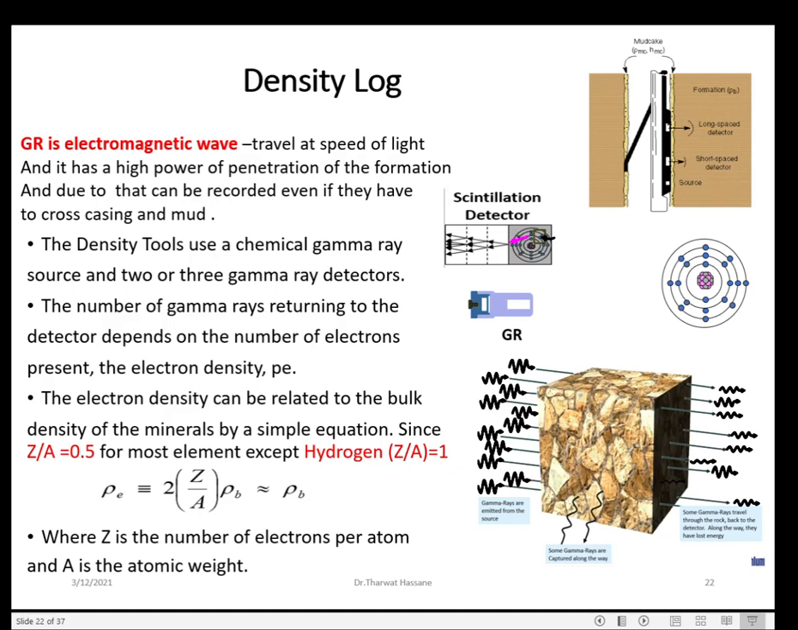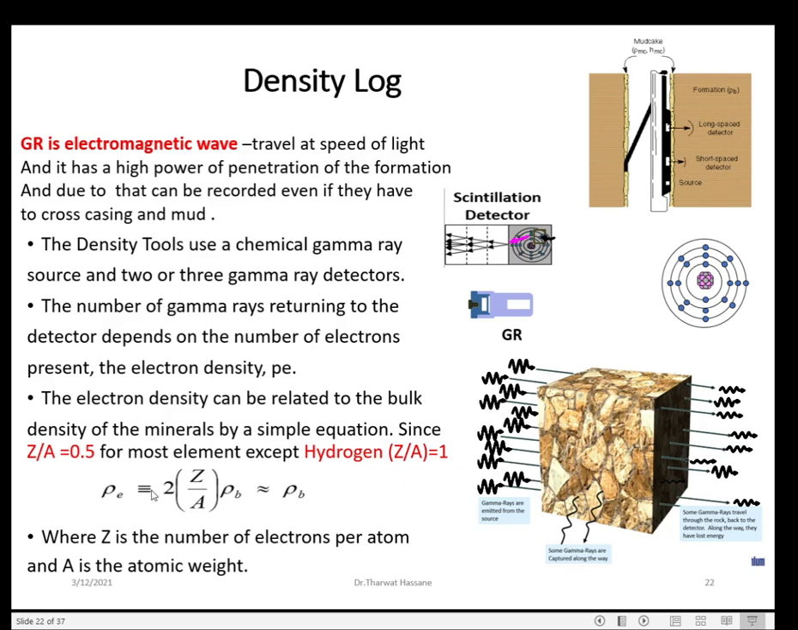But the density is different. The density tool emits or creates gamma rays. The gamma rays will interact with the electrons inside the formation. If you remember the atom structure, it is the electrons inside the formation, and after that, the detector will count the number of gamma rays. So that's why you have to go back to the physics about that.